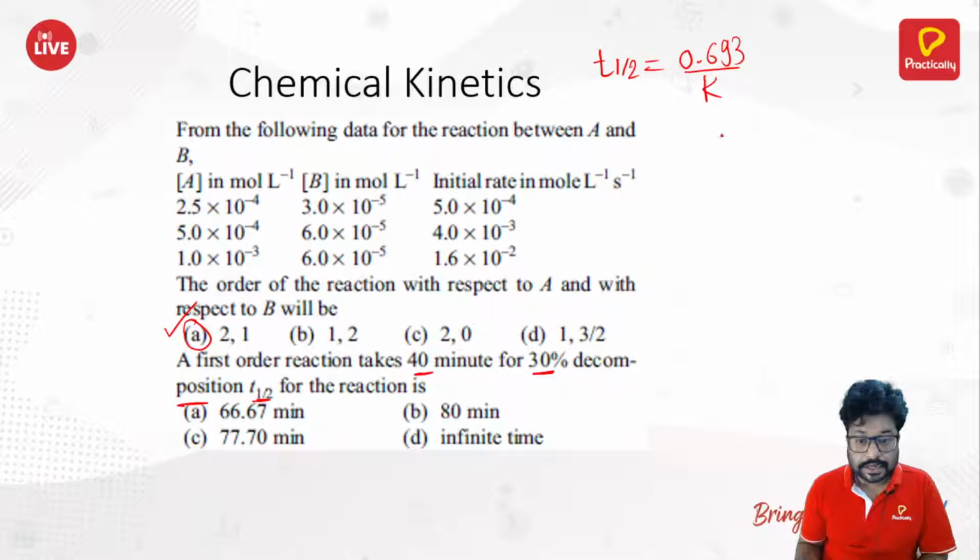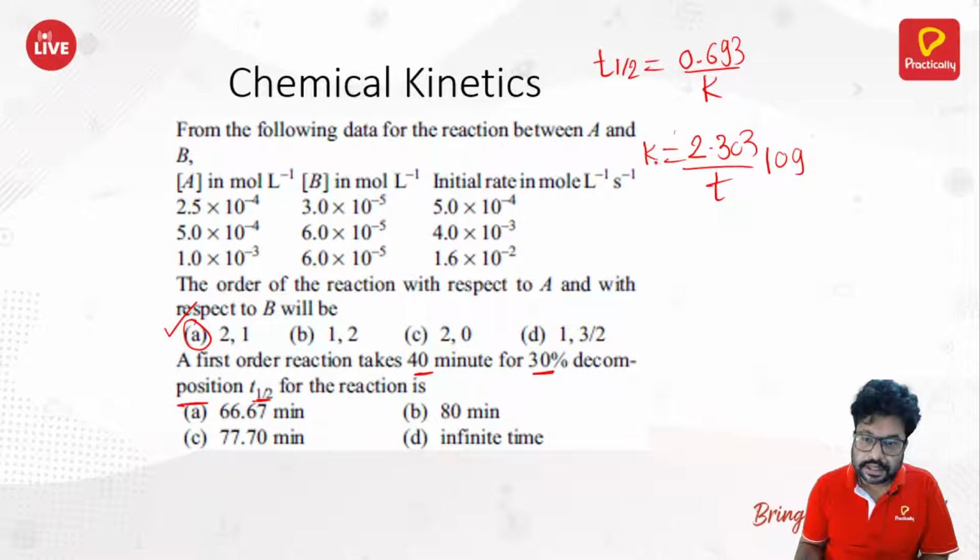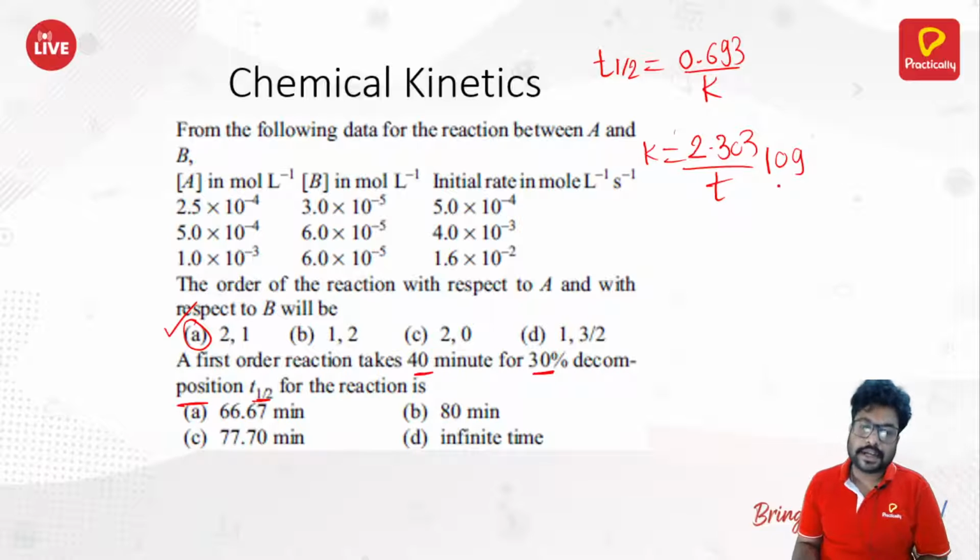The first order reaction takes 40 minutes for 30% decomposition. Okay, so how can we calculate this now? As far as this K is concerned, 2.303 upon T log of, we need to get the K first. By putting the value of K here, you can get the T half. Okay, 2.303. And how can we get the K? K is equal to 2.303 upon T log of initial concentration divided by concentration at time T.